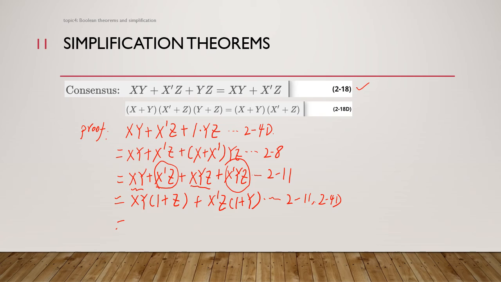Okay. Then because 1 or z equals 1 and 1 or y equals 1, so we get this. Again, here we use two theorems: 2-5 and 2-4D. Then it's proved.